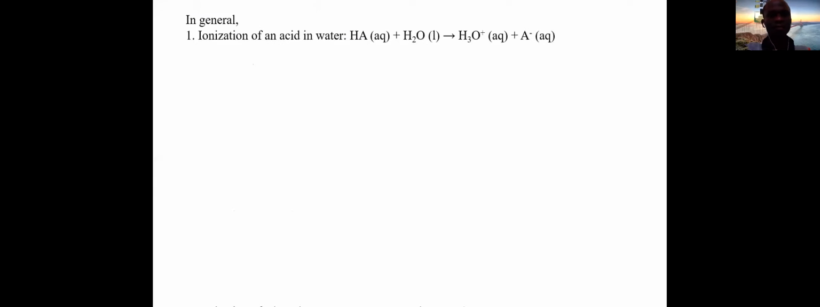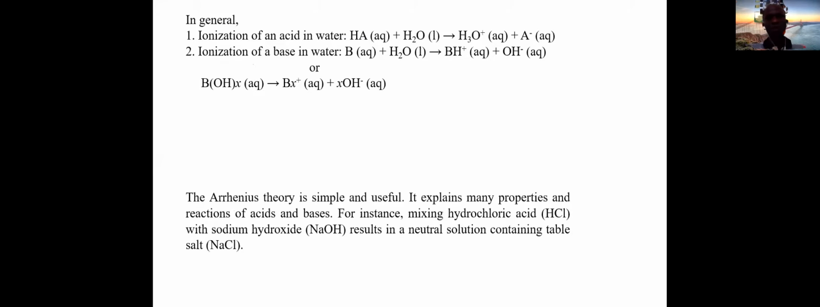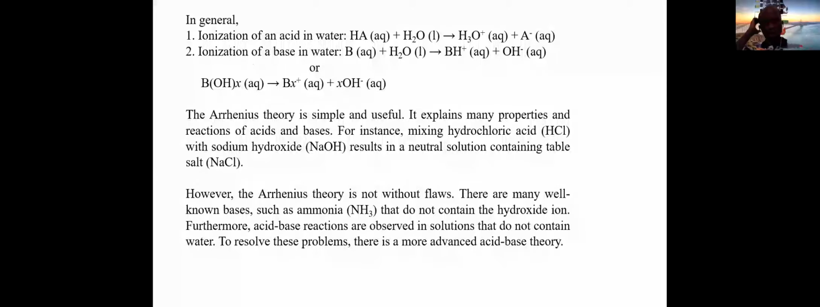And then I think this is where we stop. This was the last slide I showed. In the last two paragraphs, the one that starts with: the Arrhenius theory is simple and useful. It explains many properties and reactions of acids and bases. For instance, mixing hydrochloric acid with sodium hydroxide results in a neutral solution containing stable salt.